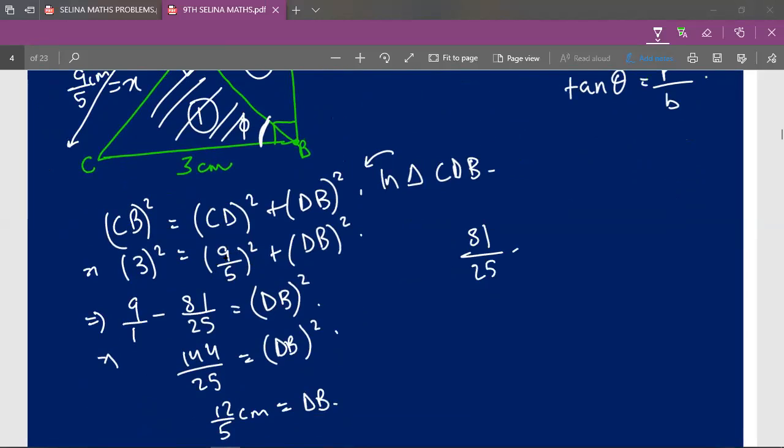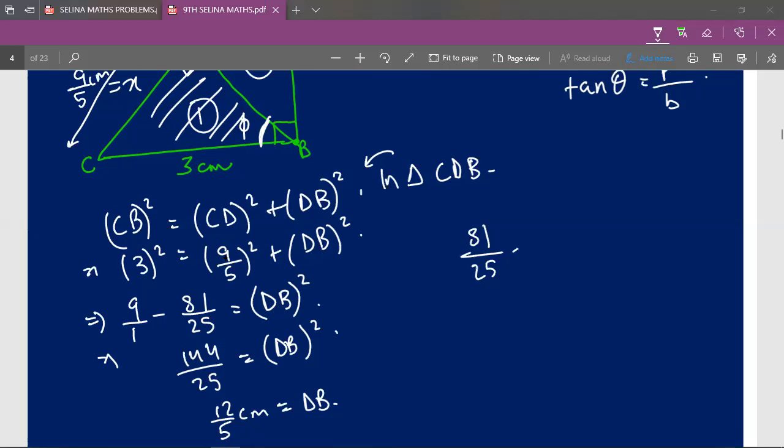So 9 is equal to 81 upon 25, and from RHS it came to LHS, so it changed from plus to minus. That is the reason why it became 9 upon 1 minus 81 upon 25. Why 9 upon 1? Because 9 can also be written as 9 upon 1, same as for every number in maths.